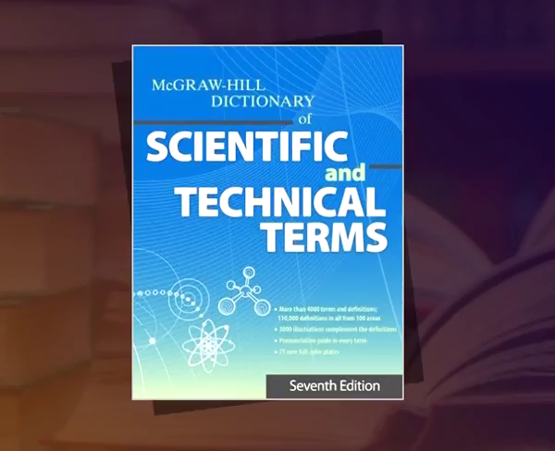It was edited by Sybil P. Parker and published by McGraw-Hill, New York in 1984. It is an authoritative work in the field of science and technology. It provides 98,500 terms with 1,15,500 concise definitions on all fields of science and technology. There are almost 3,000 illustrations to explain and clarify the various definitions, and it also provides cross-references for synonyms, acronyms and abbreviations.